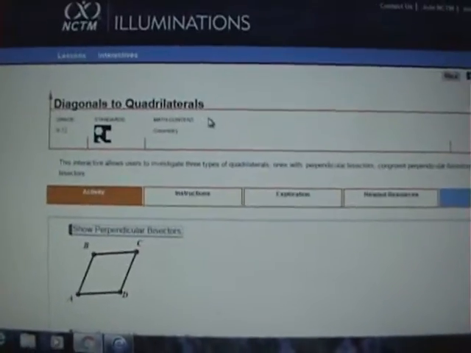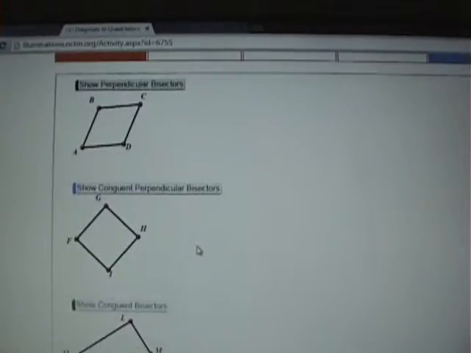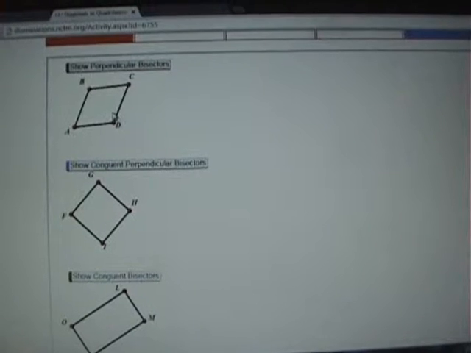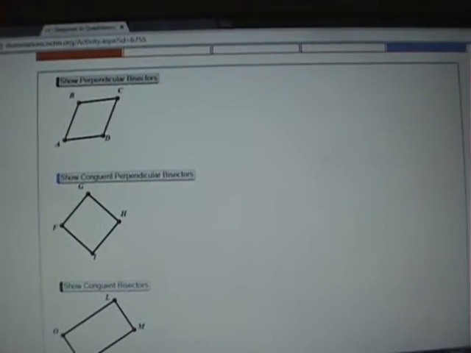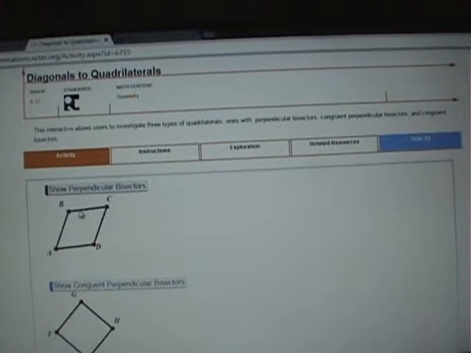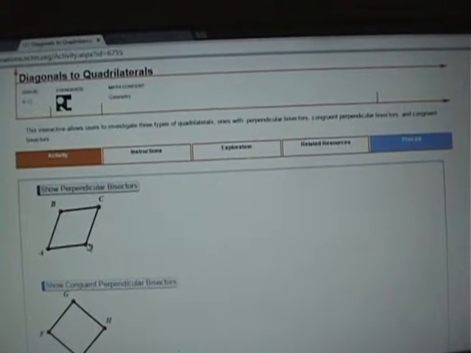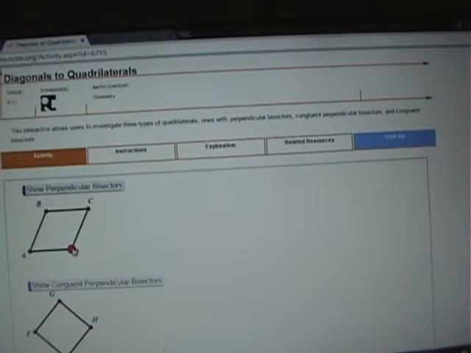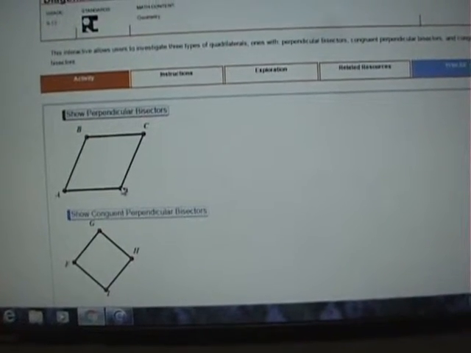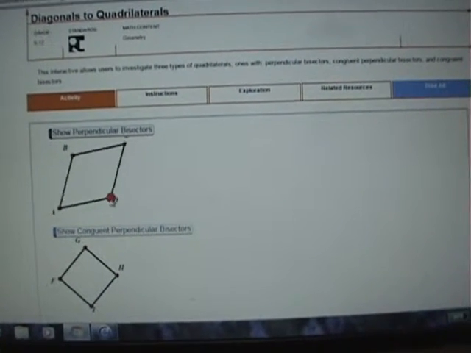Okay, so on the site it gives us three different types of quadrilaterals: one that appears to be a rhombus, one that appears to be a square, and one rectangle. Okay, and what I would probably do is just ask the kids first what they think. If the diagonals are going to be perpendicular, if they're going to be congruent, if they're going to be congruent and perpendicular. Okay, so that's always my thought.